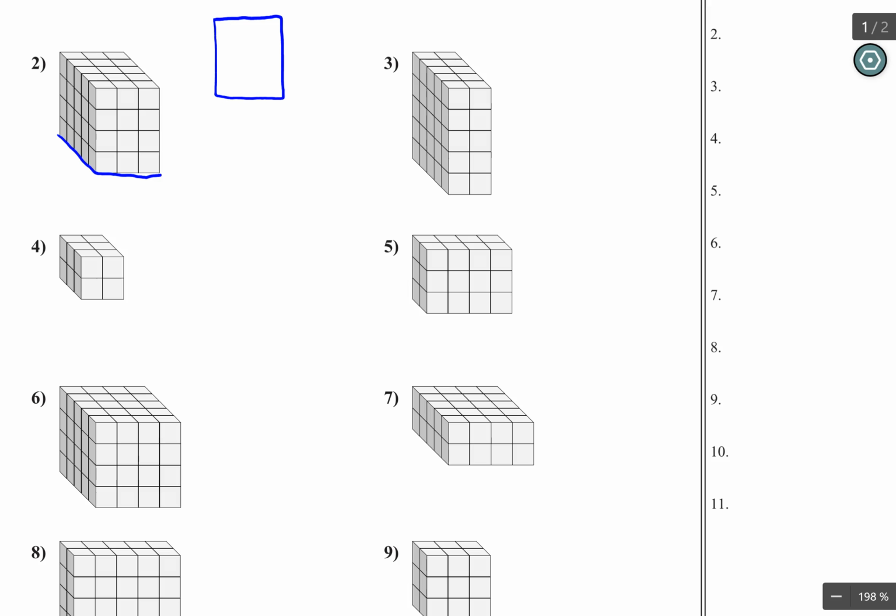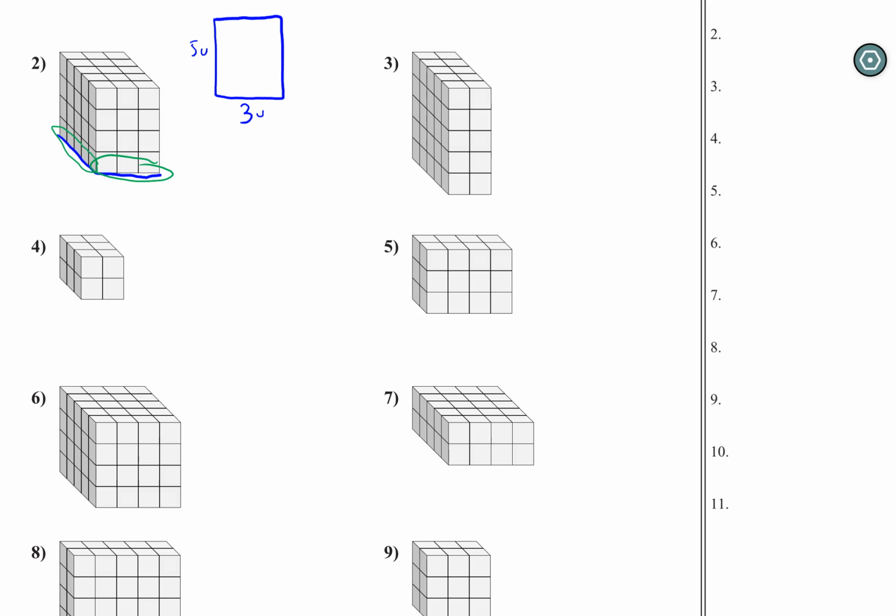Across the front here I have 3 units. That's going to give me a base of my rectangle of 3, and then going from front to back I have 1, 2, 3, 4, 5 units. So from front here to back here I have 5 units as well. You could label them centimeters if you want; I'm going to label mine units. And so I have 5 units and 3 units.